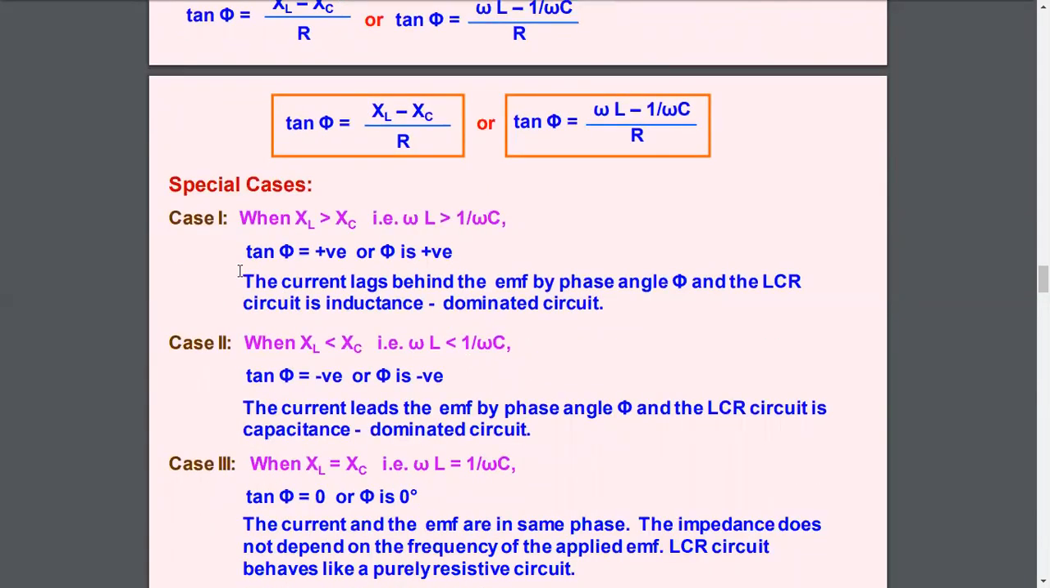Now we have to discuss a special case that we have already discussed. A special case for the LCR circuit: when XL, that is inductive reactance, is greater than capacitive reactance, then XL minus XC will be positive, and hence tan phi will be positive, so phi will be positive. And when the phase difference between current and voltage is positive, it indicates that current lags behind the voltage by a phase angle of phi, and the LCR circuit behaves as an inductive circuit, or the circuit is inductance dominated.